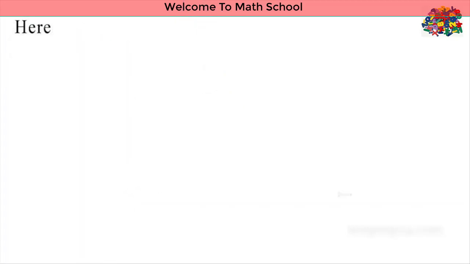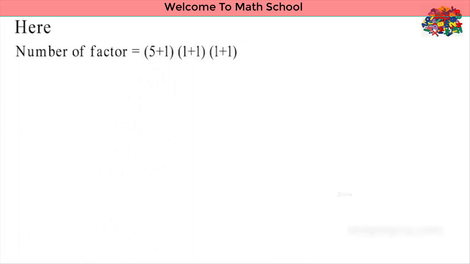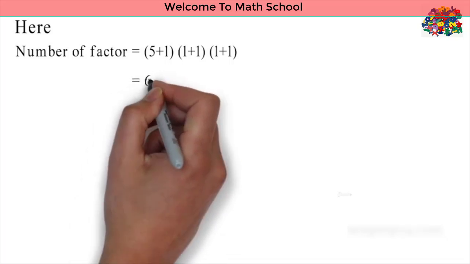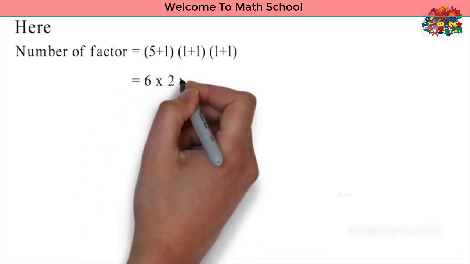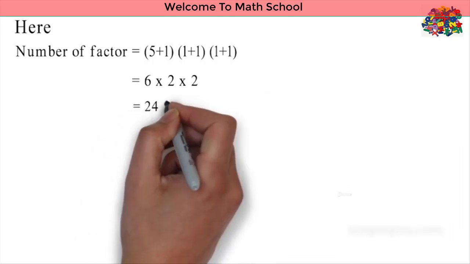Here, if you want to find the total number of factors for the given number, it will be equal to power plus 1 multiplied with power plus 1 multiplied with power plus 1. So 5 plus 1 is 6, 1 plus 1 is 2, and 1 plus 1 is 2. So the total number of factors is 6 into 2 into 2, which is nothing but 24 factors.